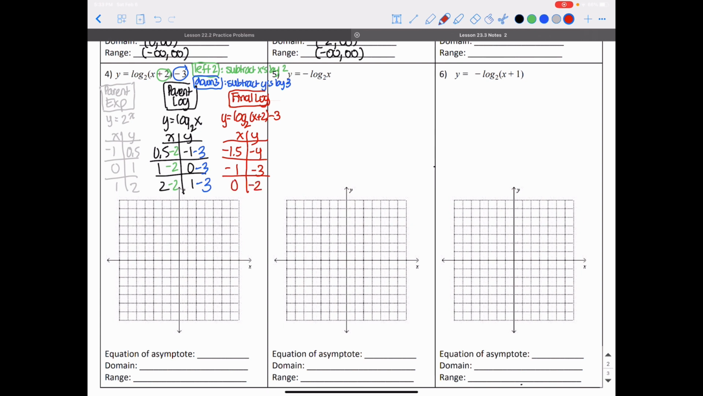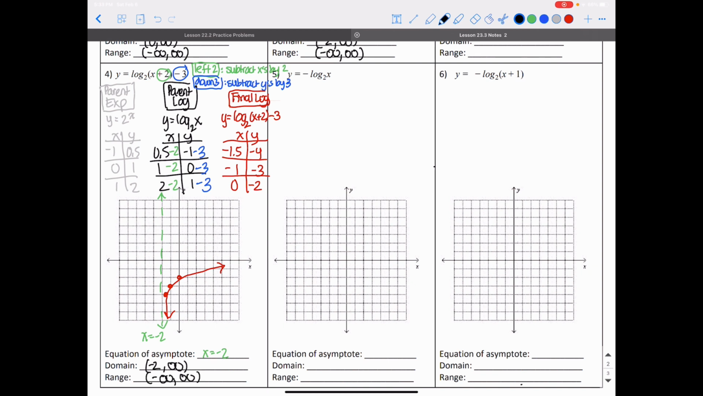I'm keeping in mind what's happening horizontally for where my vertical asymptote is going to be. Everything is moving left 2, so from x is equal to 0, I'm going to have x is equal to -2. That's my vertical asymptote. I'm going to plot these points, so I have -1.5 and -4. I have -1 and -3, and I have 0 and -2. I'm going to connect these, making sure I don't touch that vertical asymptote. The domain is the asymptote, so -2 to positive infinity, and the range is always -infinity to positive infinity for these graphs.